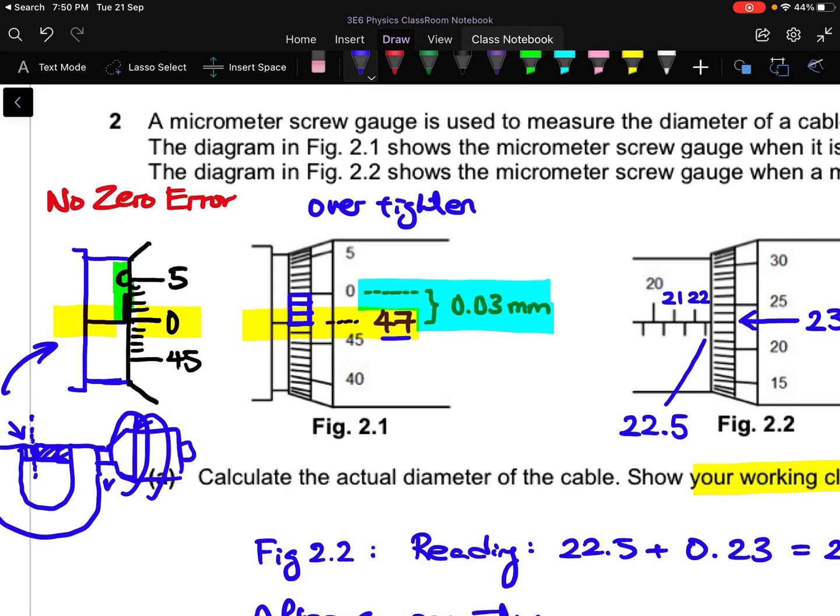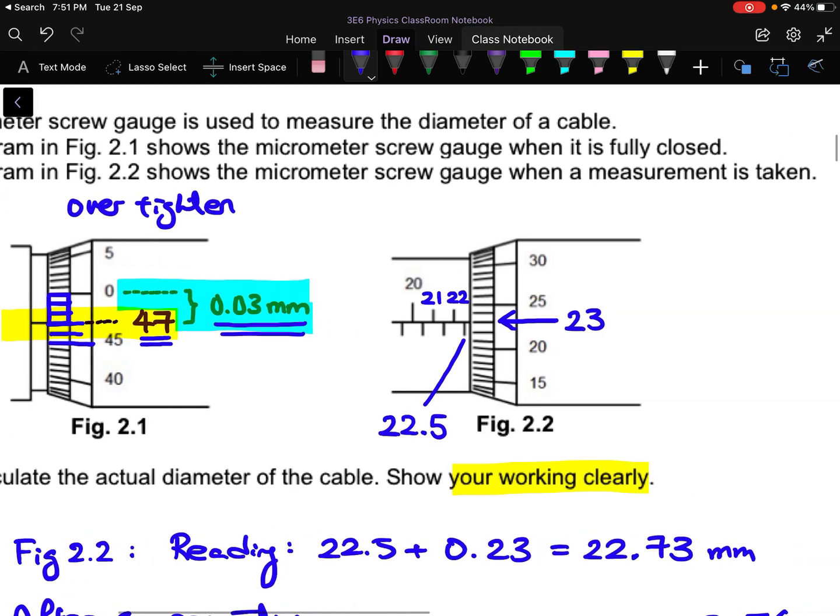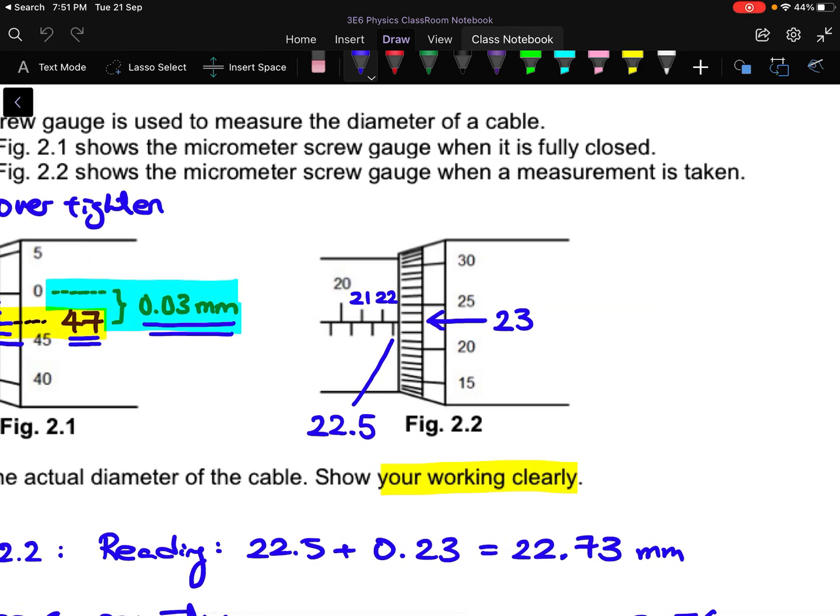So rather than just reading the value by its marking, because here is 45, 46, 47, you need to understand how this works. When this happens, this is basically over tightening. You have over tightened 0.03 millimeter. So when you want to compensate for this zero error, you need to add back this 0.03 millimeter. Next, in your figure 2.2, I have indicated how you should read.